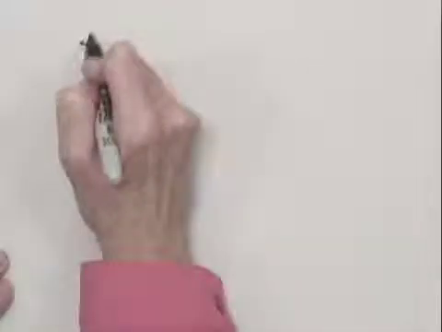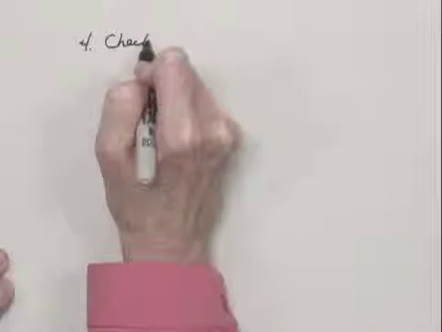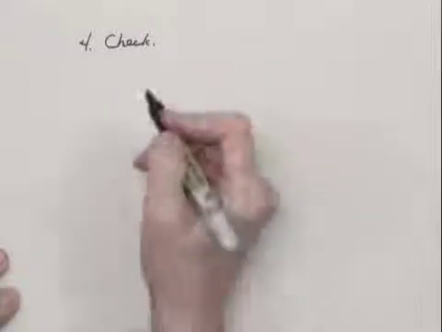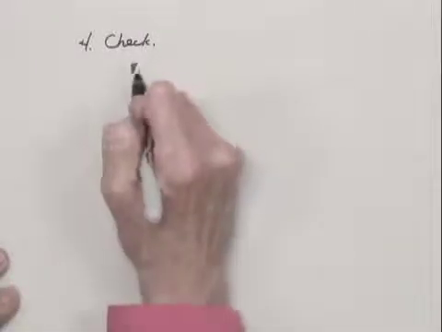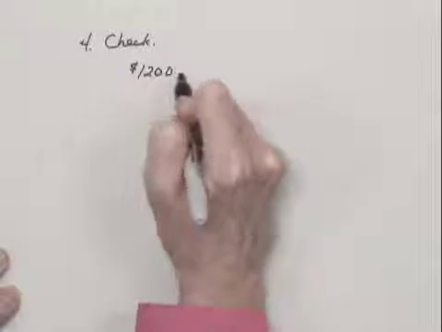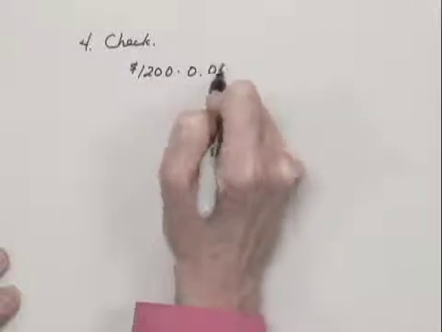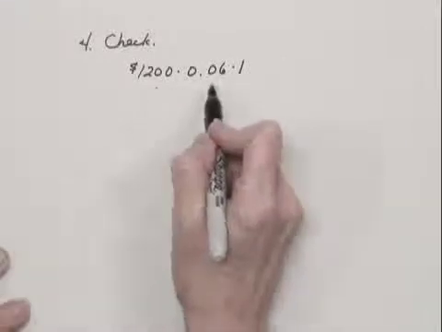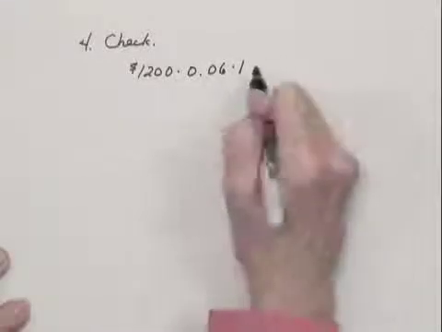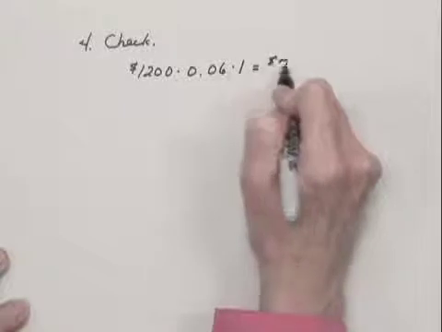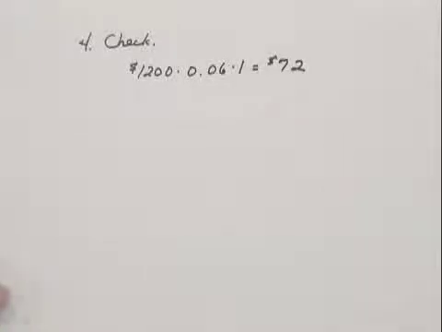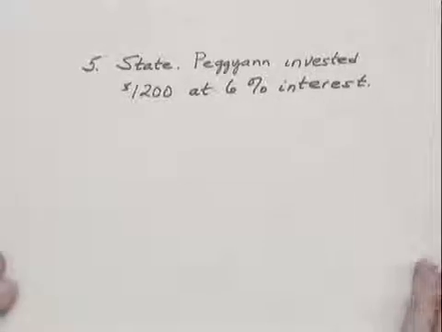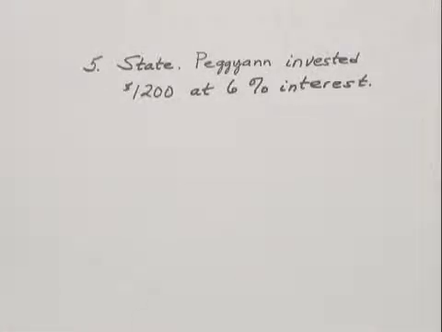Step number 4. If she invested $1,200 at 6% interest, or 0.06, for 1 year, the amount of interest earned would be 1,200 times 0.06 times 1, which is $72. So the answer checks, and we can state the result. Peggy Ann invested $1,200 at 6% interest.